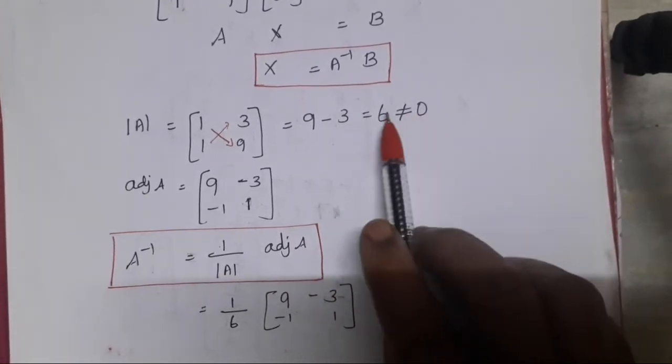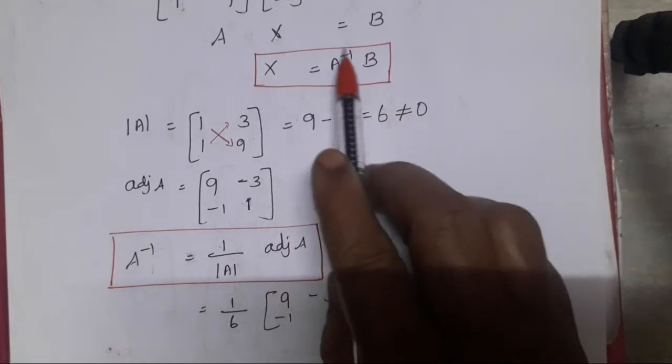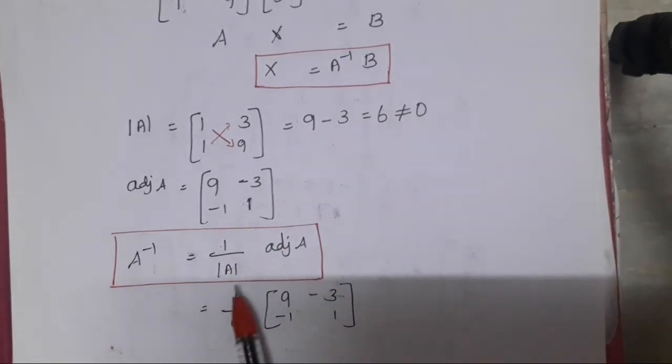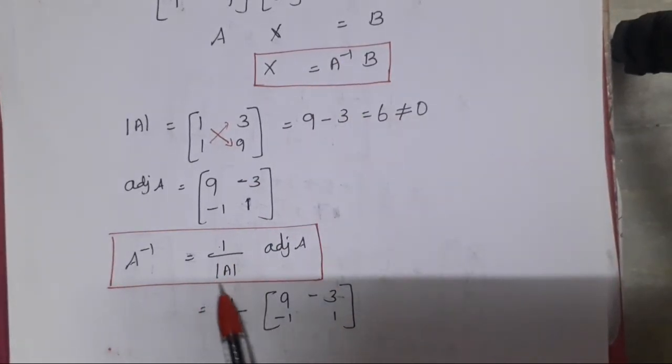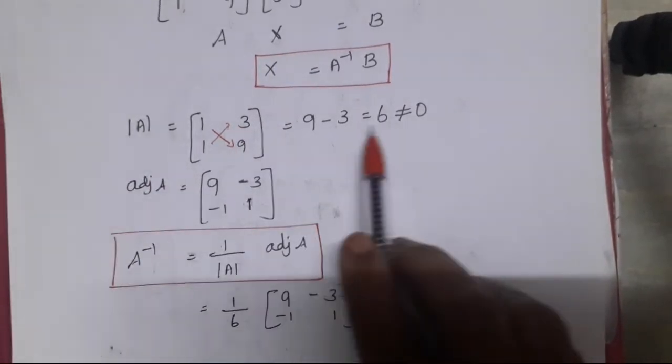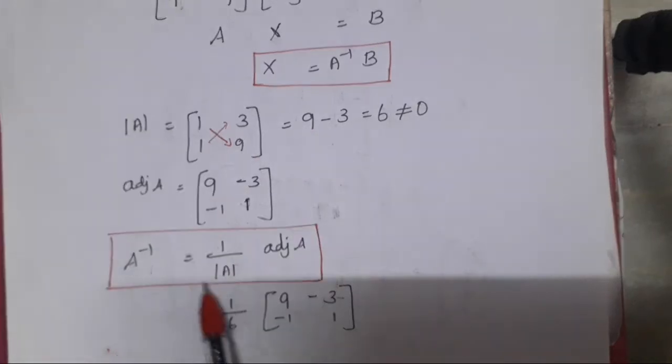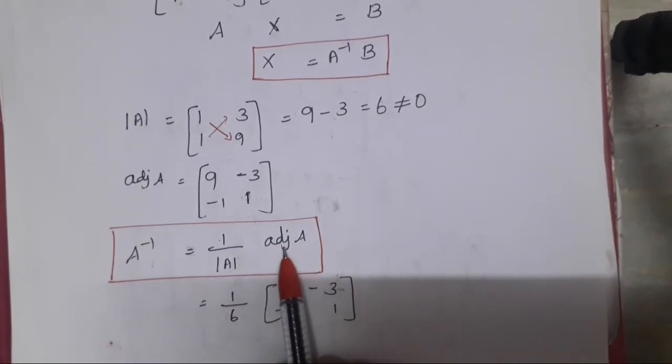If the value becomes 0, we are unable to find the A inverse, because the A inverse formula is 1 by determinant of A. If the determinant of A becomes 0, you are unable to get the solution. So the determinant of A is not equal to 0. Next, we are going to find the adjoint of A.